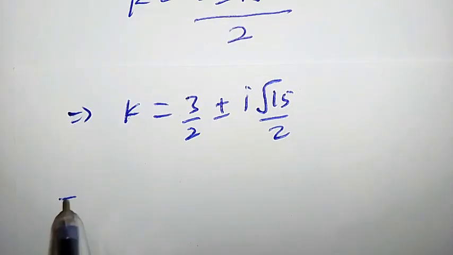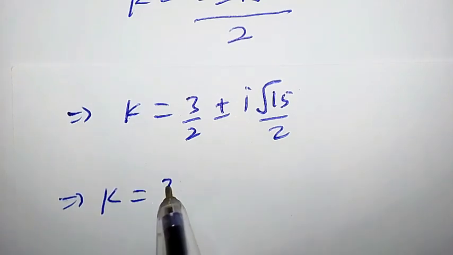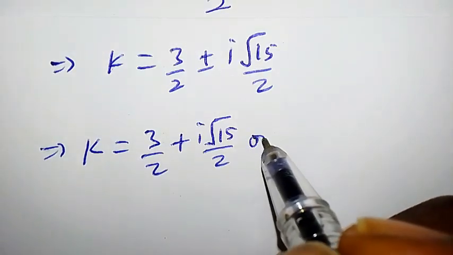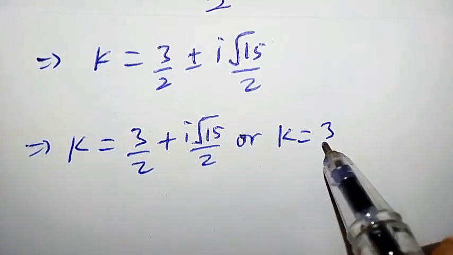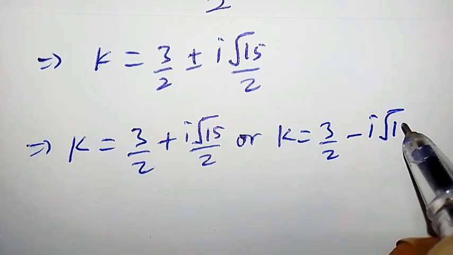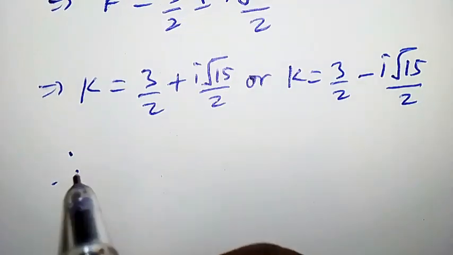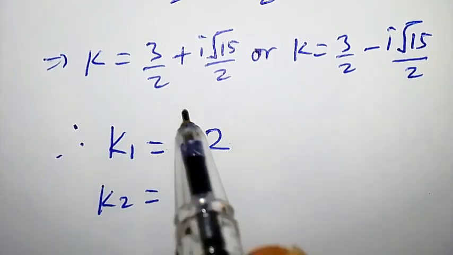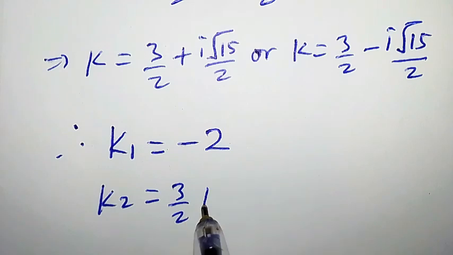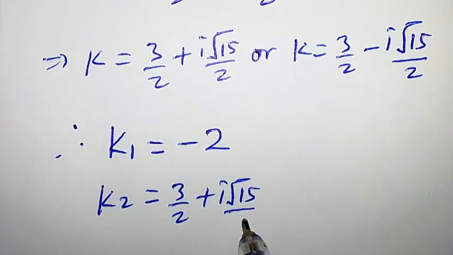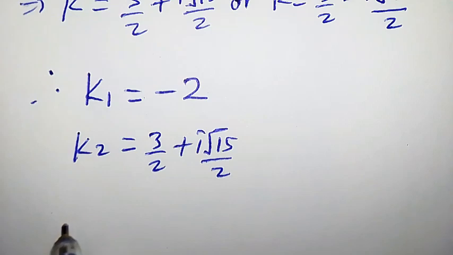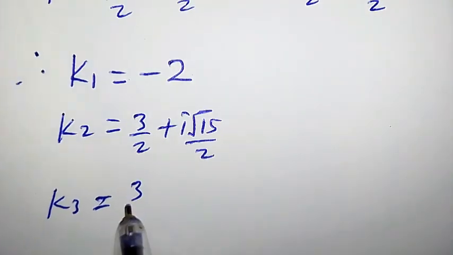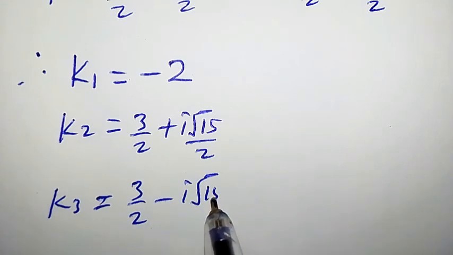Let's continue. This implies that k is equal to 3 over 2 plus i times square root of 15 over 2, or k equal to 3 over 2 minus i times square root of 15 over 2. Therefore, k1 is equal to negative 2, k2 is equal to 3 over 2 plus i times square root of 15 over 2. And last but not the least, k3 is equal to 3 over 2 minus i times square root of 15 over 2.